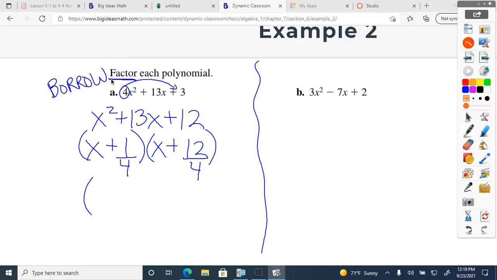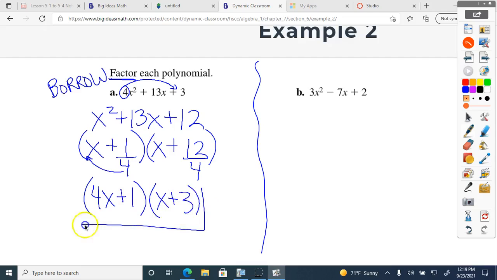No, that's not simplifying. 1/4, that's making it a decimal, okay? 1/4 is as simple as it gets. But if I still have a denominator, you're going to take that denominator and move it in front of your variable there. So this one will be 4x plus 1 times, can I simplify that fraction? 3x plus 3. Okay? That is my answer. If I multiplied that out doing FOIL, I would get the question.